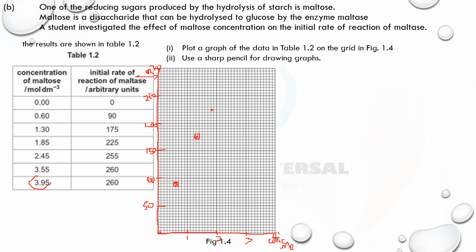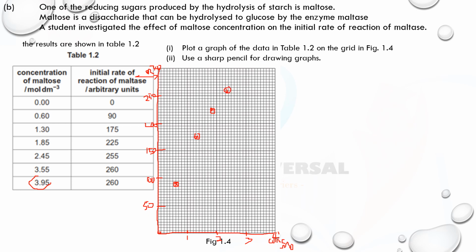I know that I'm not teaching you how to plot a graph because we're supposed to have learned it. Now 2.45, in the middle between 2.4 and 2.5, and 255. Count 1, 2, 3, 4. 255 is somewhere here. Check here. No, it should be here.